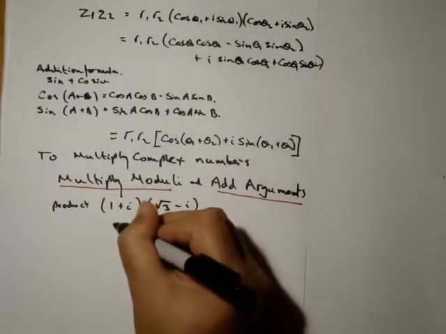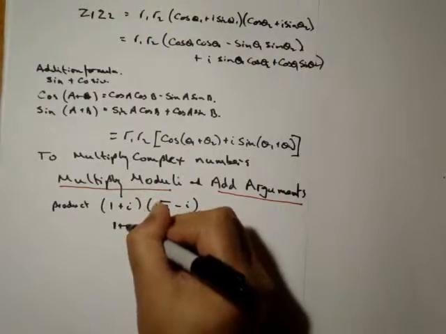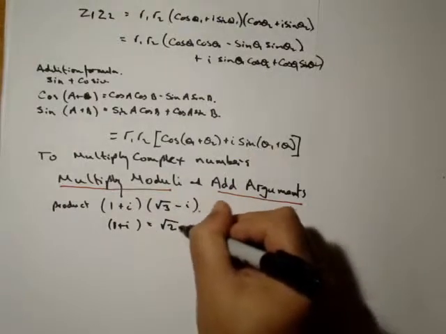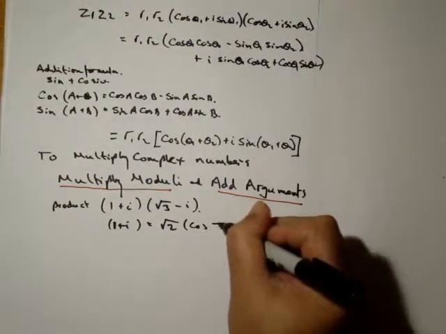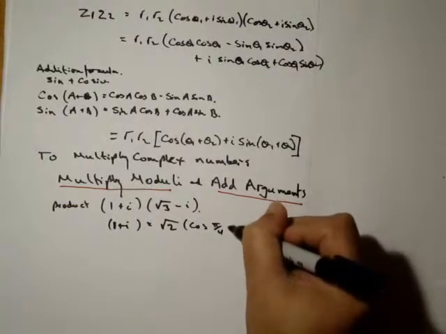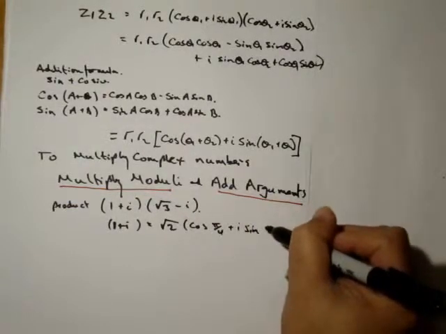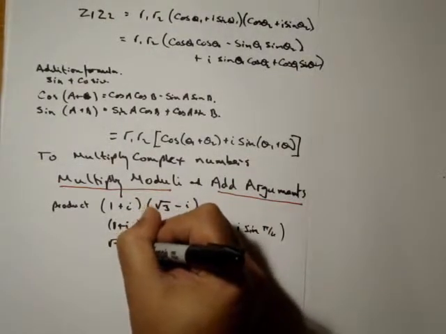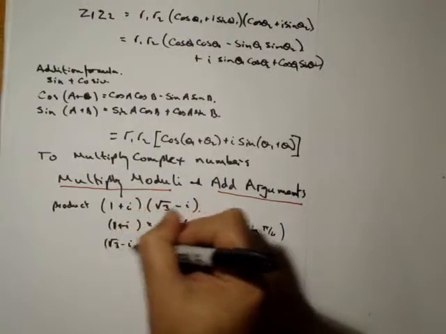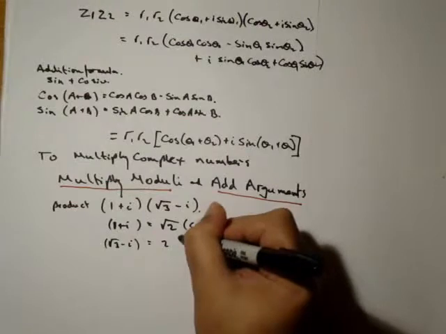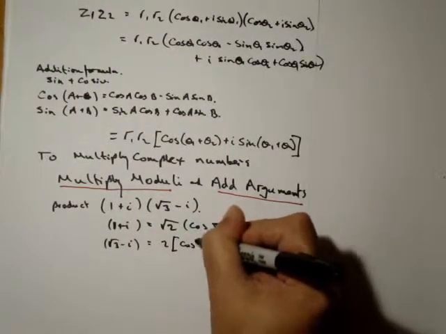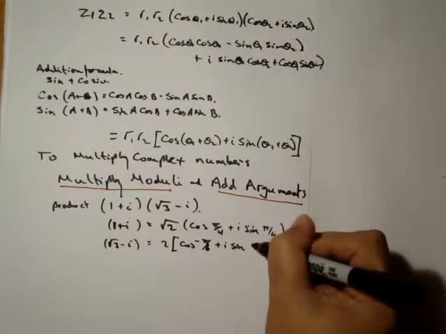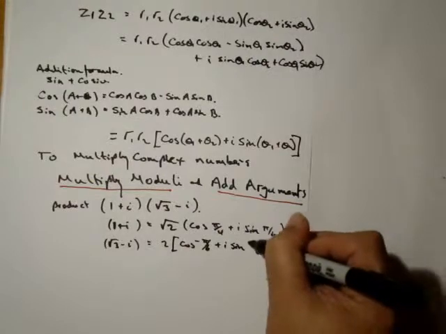So 1 plus i in polar form is square root of 2 cos pi over 4 plus i sine pi over 4, and square root of 3 minus i is 2 cos minus pi over 6 plus i sine minus pi over 6.